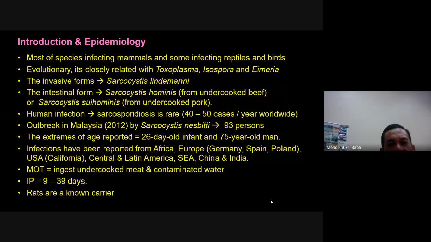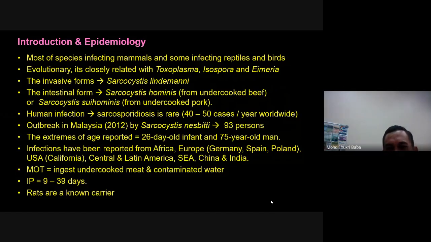Dan juga satu lagi Sarcocystis suihominis, ini terdapat pada undercooked pork. Alright, so tengok ada 3 spesies kat situ. The invasive form S. lindemani, intestinal form kita ada 2. Okay, S. hominis pada beef and S. suihominis pada pork. Alright, so in human infection akan menyebabkan sarcosporidiosis, which is quite rare.